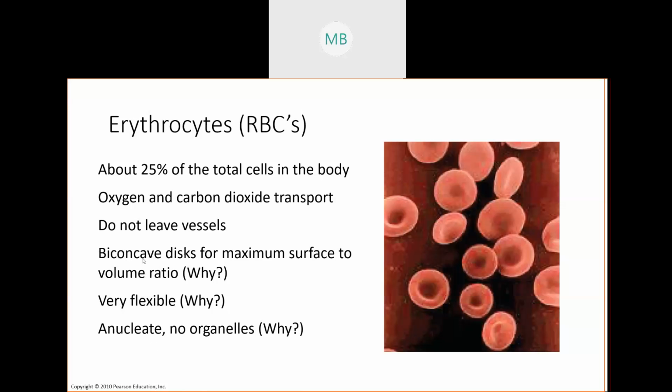All of your red blood cells are biconcave discs, so they can maximize surface to volume ratio. Why is that important? The more surface to volume ratio they have, the more oxygen they can carry.